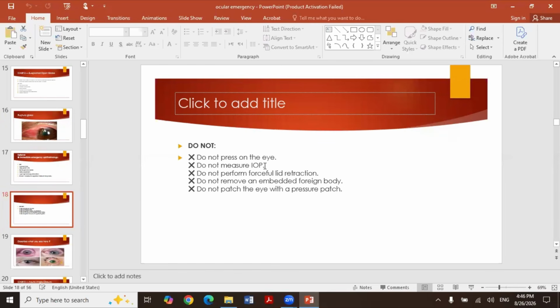Don't perform forceful lid traction to try to see under the eyelid or something. Don't do anything. Don't remove an embedded foreign body, because if you press the eye, maybe all of the fluid from the eye will go out and the eye will collapse. Sometimes we see all the uveal tract go out, it prolapses, because someone tried to press over the eye. Don't patch the eye with a pressure patch. This is a very important thing.